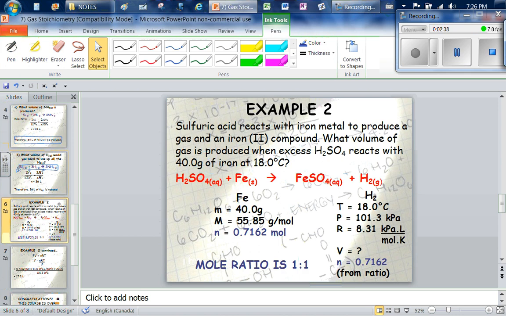So on to something that's a little bit more difficult. Sulfuric acid reacts with iron to produce gas and an iron 2 compound. So we have sulfuric acid, H2SO4, reacts with iron, a solid metal, to produce iron sulfate and hydrogen gas. You have to make sure that you understand how to balance chemical equations, because that is an important part, and if you're having trouble with that, then you need to review it.